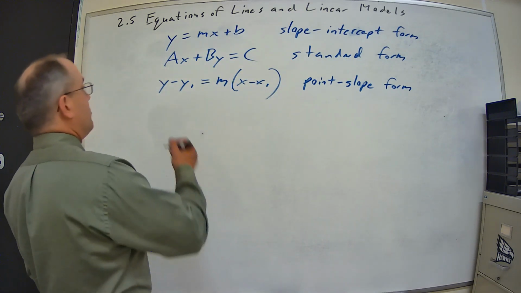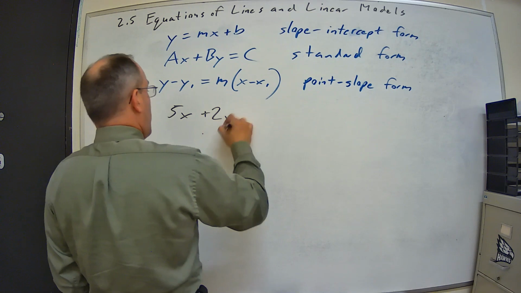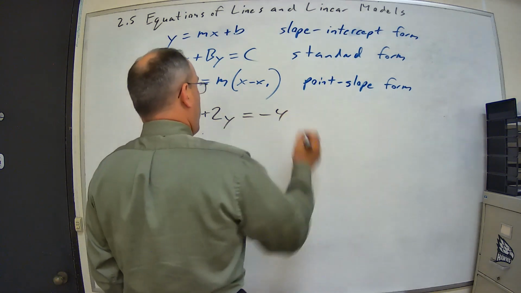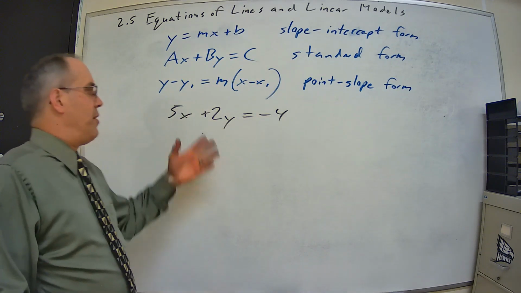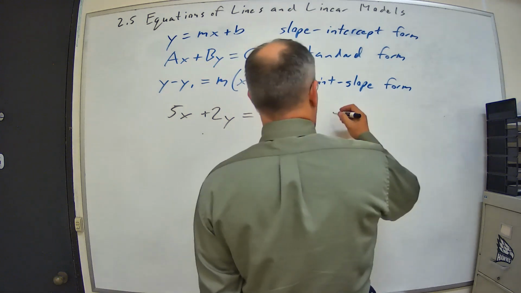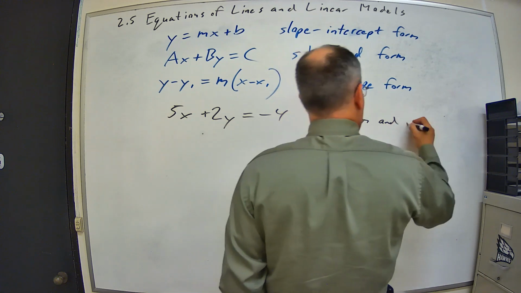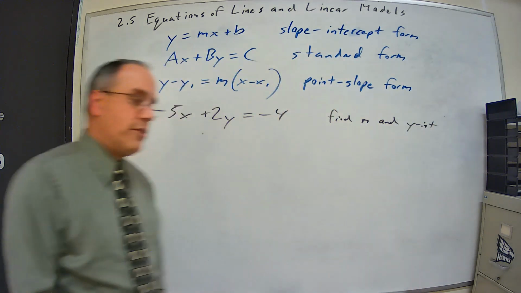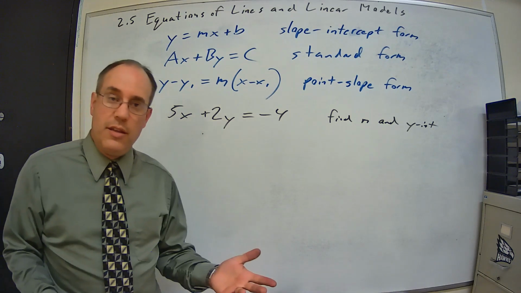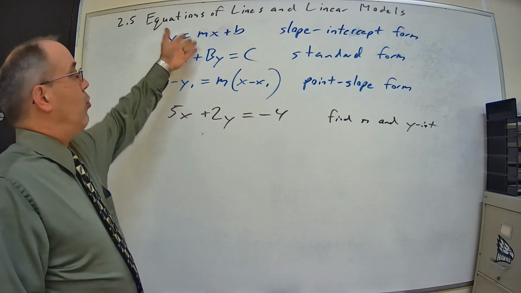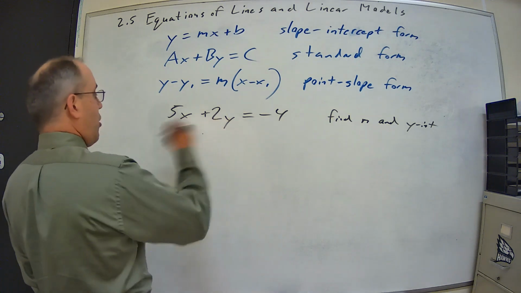So let's say we had 5x plus 2y is equal to negative 4. So this is obviously the standard form, and given this you're told find the slope and the y-intercept. Find m and the y-intercept. So that's what we're looking to find. Well, this obviously is in standard form, that doesn't give us any of that. So what we can do is we can transform it into the slope-intercept form. That means we want to solve for y.